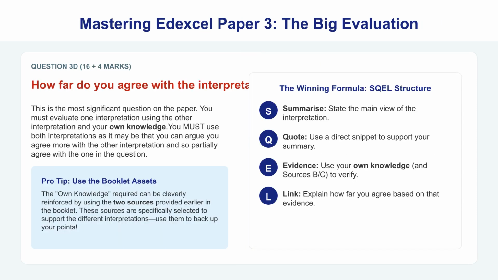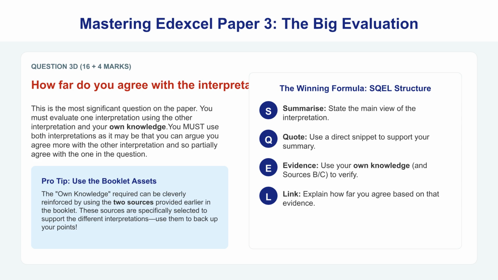Question 3d is the big evaluation question. You are asked to say how far you agree with one of the 2 interpretations, and will need to use your own knowledge to explain why you agree with what it says. You will need to analyze both interpretations, as it might be possible to say you agree more with the other interpretation. The winning formula uses the SQEL structure: summarize, quote, evidence, and link.